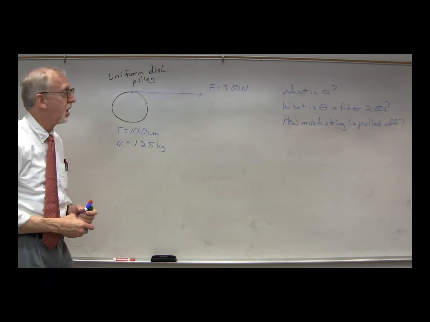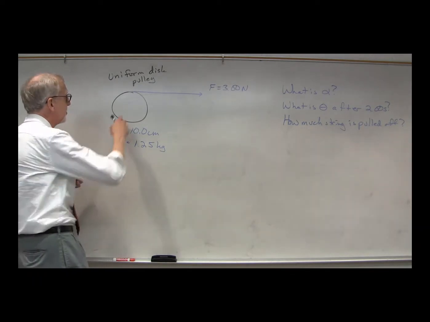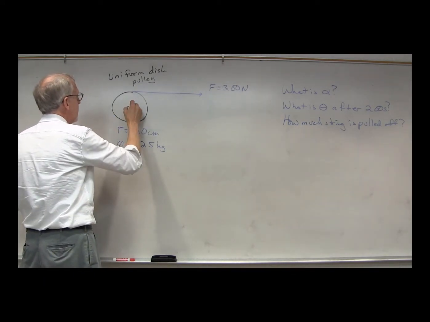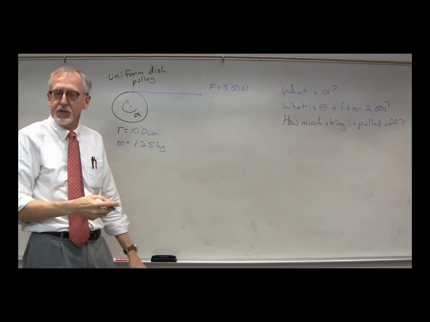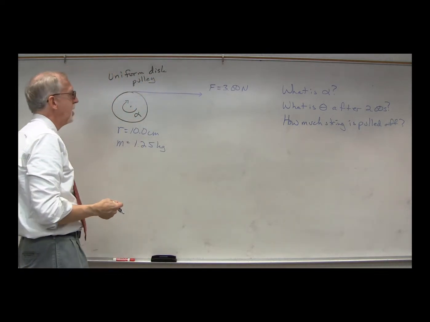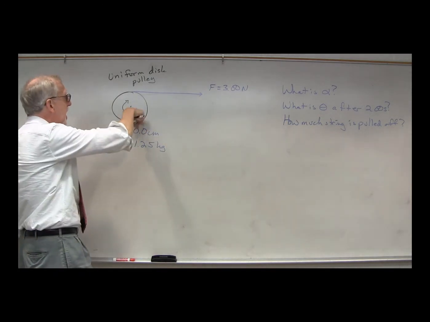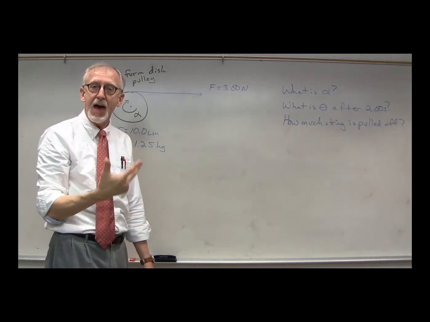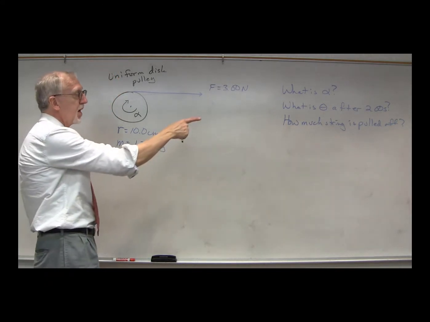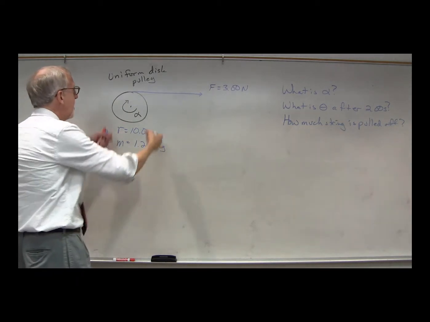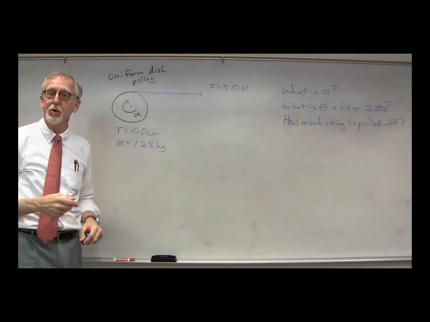Now, the questions are, what is alpha? What is the angular acceleration of the pulley? As the string is pulled off, the pulley is going to start to rotate with some angular acceleration alpha. So what is that alpha? What's the angular acceleration? And then let's imagine we continue pulling this string for 2 seconds. The question is, how much has the pulley rotated after 2 seconds? In other words, what is theta after that 2 seconds? And then, how much string have we actually pulled off? What length of string have we pulled off in that 2 seconds as the pulley is rotating?